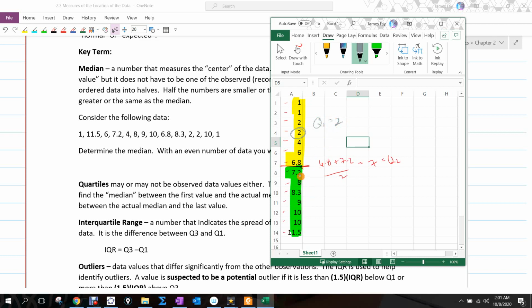Then come down here, and this piece of data right there is going to be the median of this upper half. So that is Q3. So Q3 would be 9. Pretty straightforward, pretty simple process for finding those values.